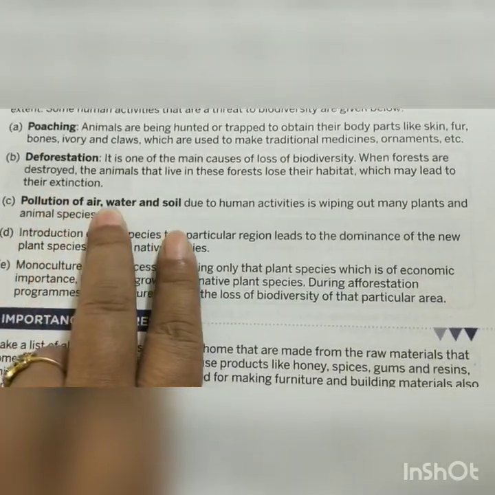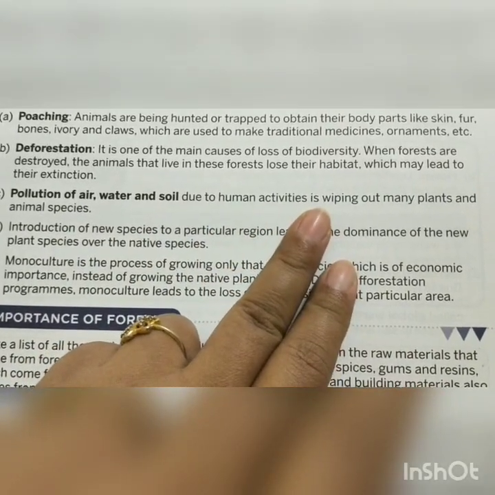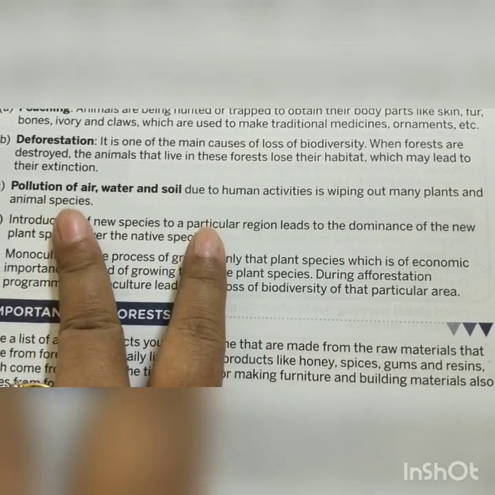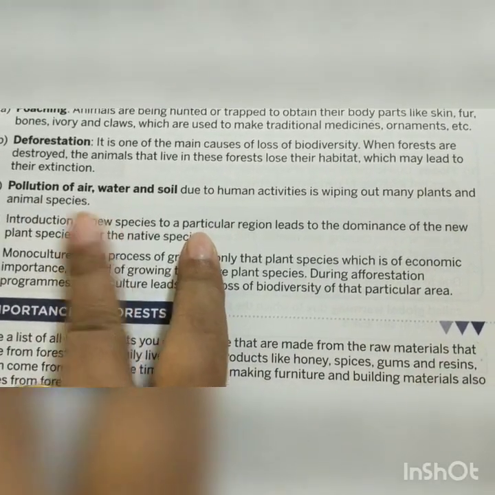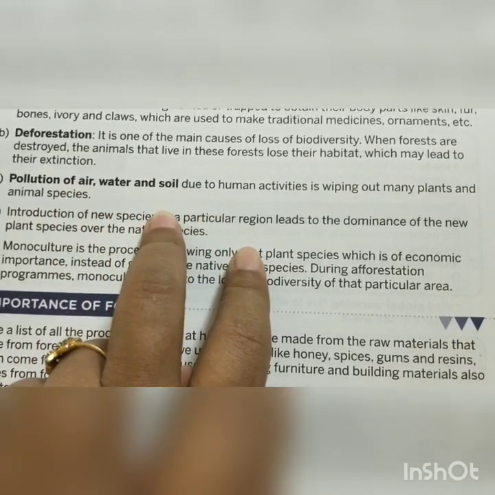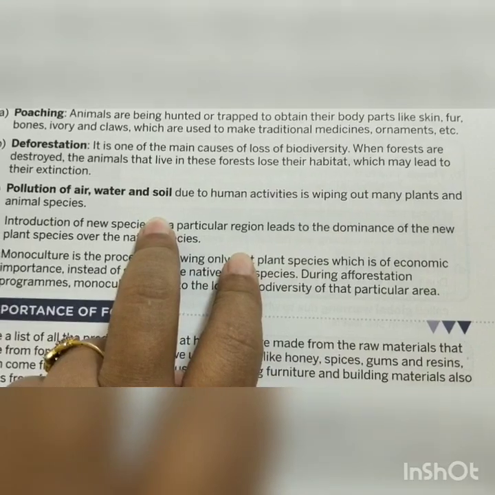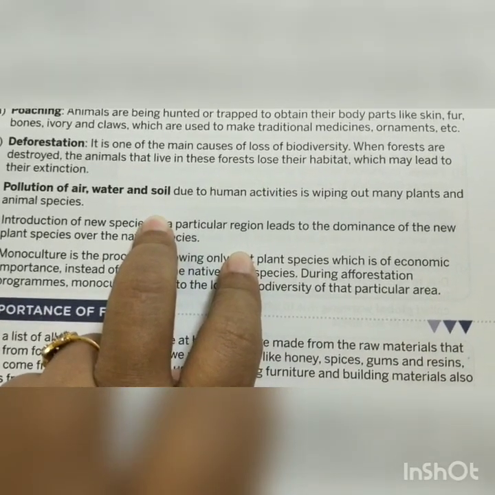Next one is pollution of air, water and soil. Human activities are wiping out many plant and animal species. Air pollution, water pollution, soil pollution, these are caused due to human activities, and this destroys our plant and animal species.